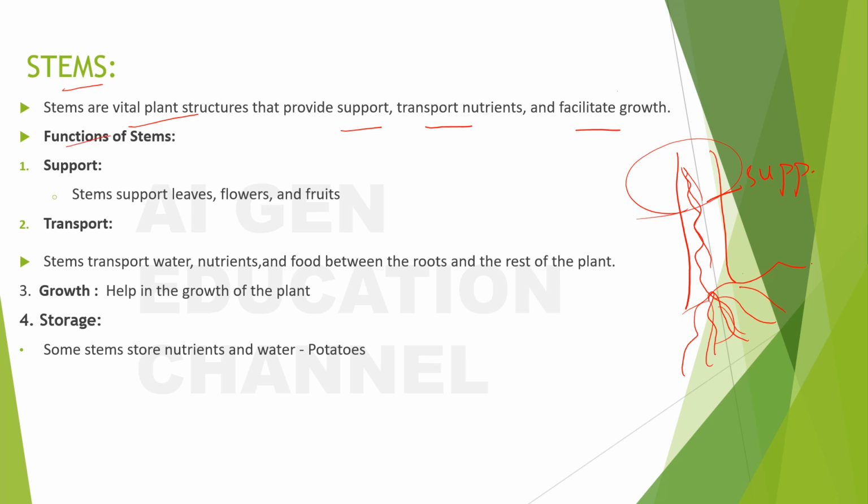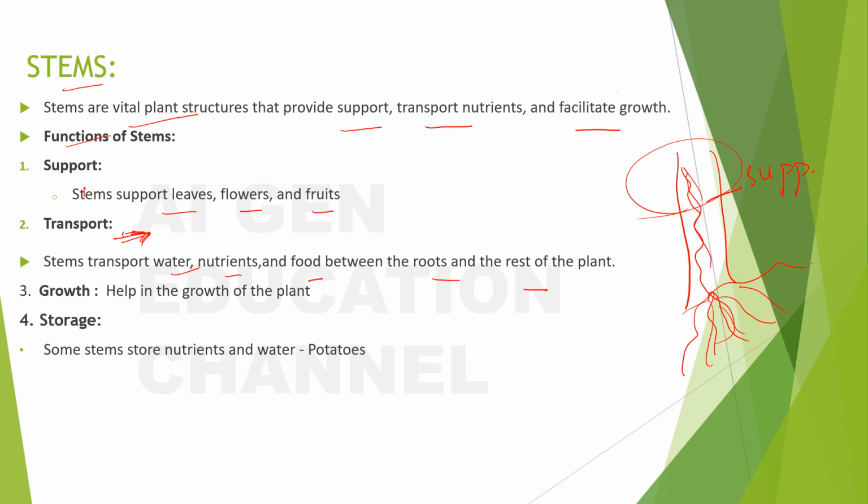So what are the functions of the stems? Support. They support leaves, flowers and fruits. Transport. So what do they transport? Water, nutrients and food between the roots and the rest of the plant. And when it comes to transport, I can add a few things. You can understand at this level. Like in grade 4, maybe you will feel it to be a bit more, but it's better to have a heads up.